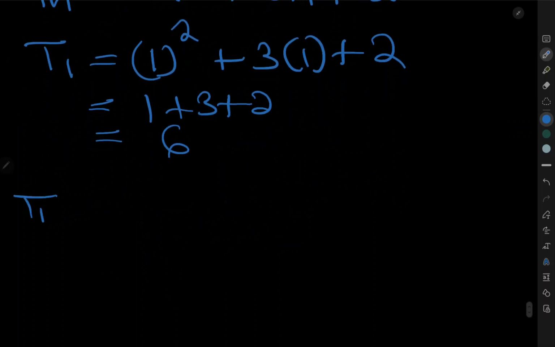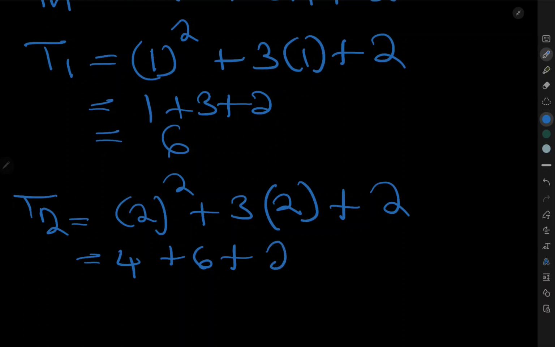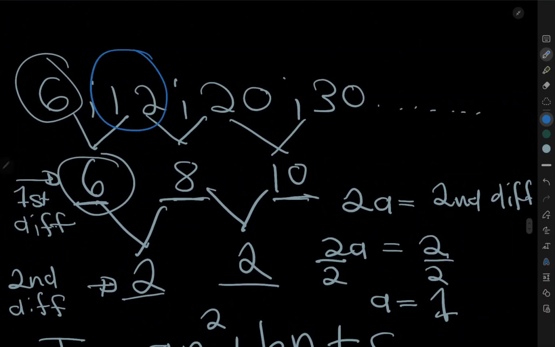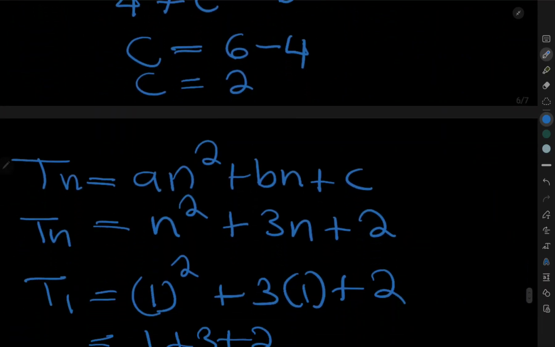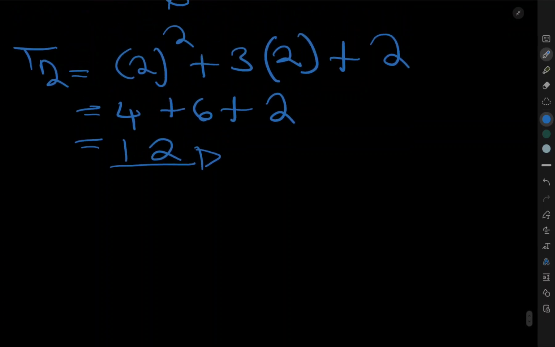And let's see if it works for the second term. If we substitute 2, here we have 4 plus 6 plus 2, and that gives us 12. And if we see from our pattern, we can see that the second term is 12. Obviously, you're going to try that again on the third term to validate that the formula really does work. But in this case, we're not going to, because I've already tried it by myself and I know that this is the right formula, right?